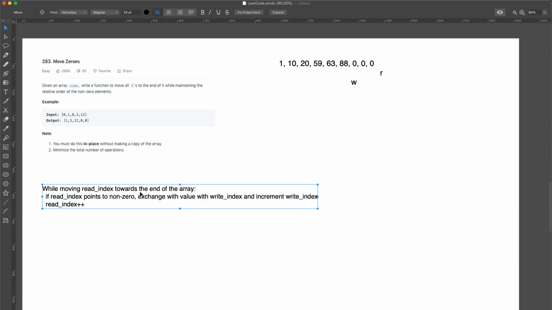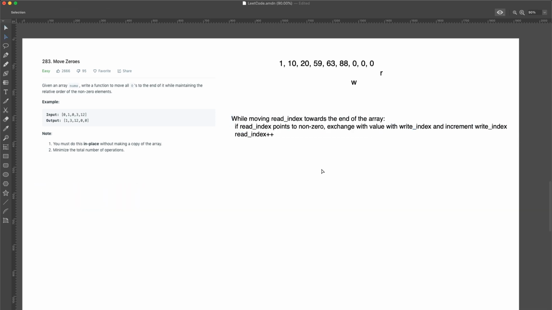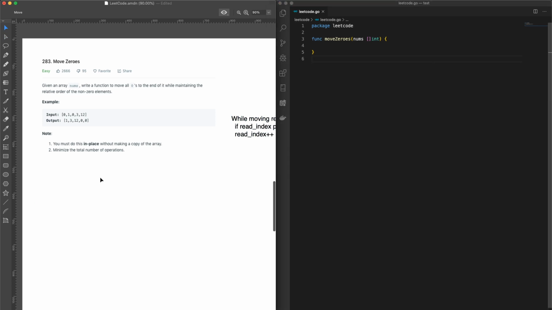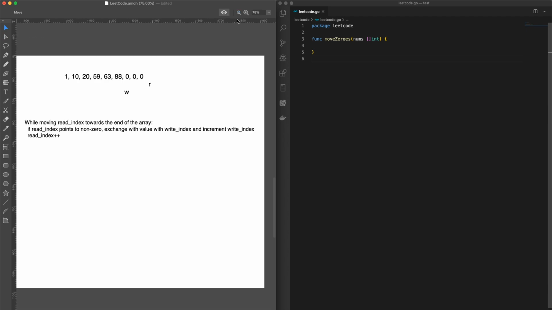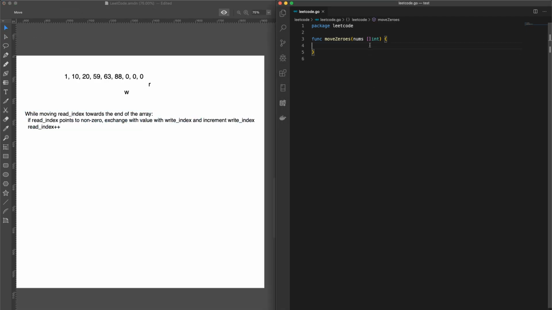So let's see how we implement the code. We will have nums here. Let's create a read index and a write index. Both start from 0. As long as the read index is smaller than the length of nums, we have to do the following.